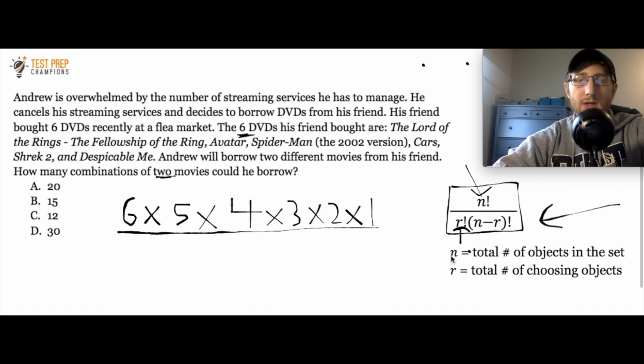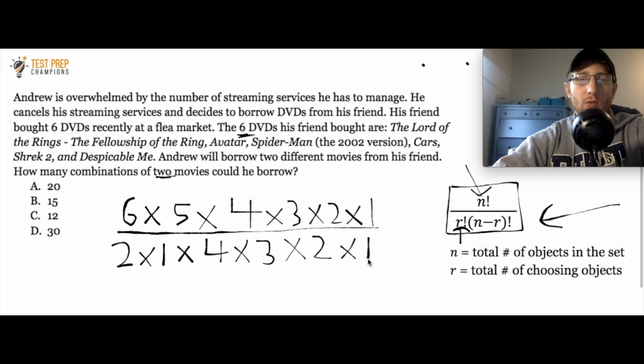But since it has this exclamation mark beside it, we do 2 times 1. So in the parentheses, we're going to have N minus R. Okay, but so N minus R, if N is 6, and R is 2, 6 minus 2 is 4. But we also have to take into consideration the fact that there's this exclamation here. So we're not just going to do 2 times 1 times 4. We're going to do 4 times 3 times 2 times 1.